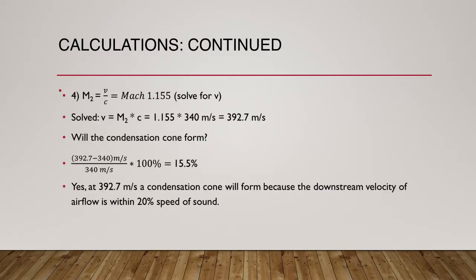Plugging this speed back into the Mach equation, we find that the downstream velocity is 392.7 meters per second. We also calculated that the downstream velocity is 15.5% greater than the speed of sound. Since this is within 20% of the speed of sound, the cone of condensation will form.